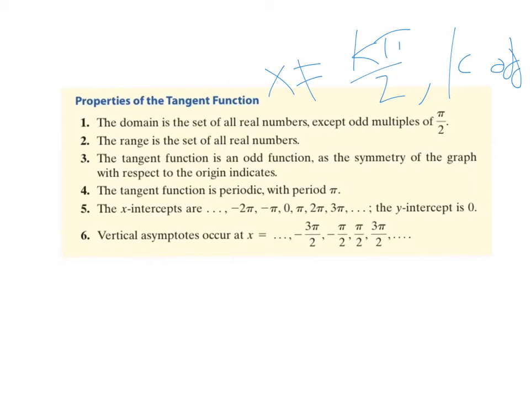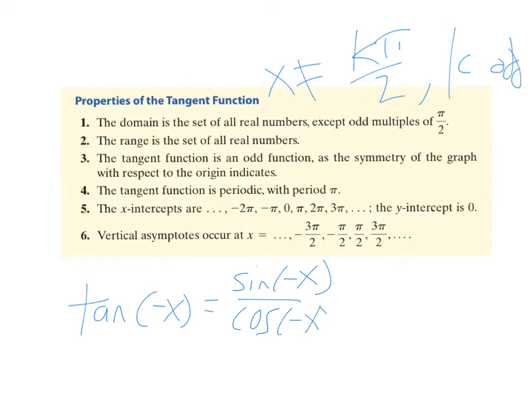Now the tangent is odd, and here's why tangent is an odd function. If we plug in negative x, that's the same as sine of negative x over cosine of negative x. Now we said sine is odd, so the negative can be moved to the outside, so that's negative sine of x over cosine of x, which we said was even, so that just turns into cosine of x. So you just end up with negative sine over cosine, which is negative tangent. So that's why tangent is odd.